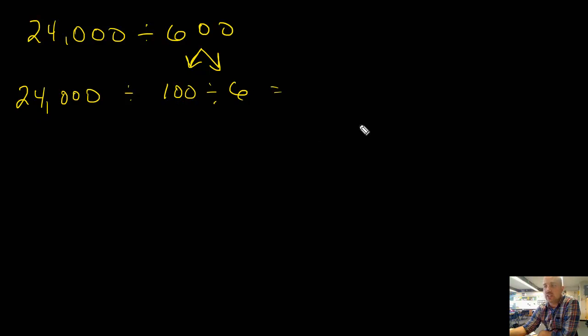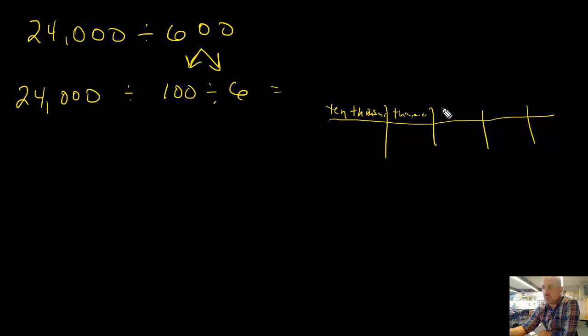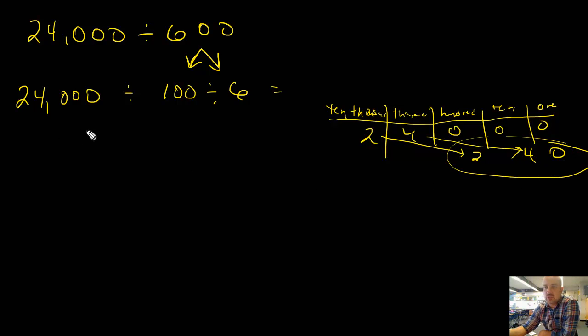I can do this using my place value chart if necessary, and I could put this up here. This would be my 10,000s, this would be my 1,000s, this would be my 100s, and these would be my tens and 1s. If I had 24,000, I'm moving it over by 2 columns, right? My 2 is going to end up in my hundreds, and my 4 is going to end up in my tens, and I'm going to end up with 240.